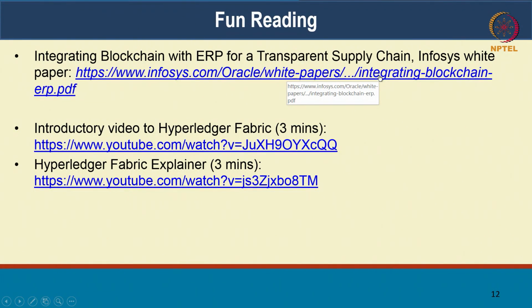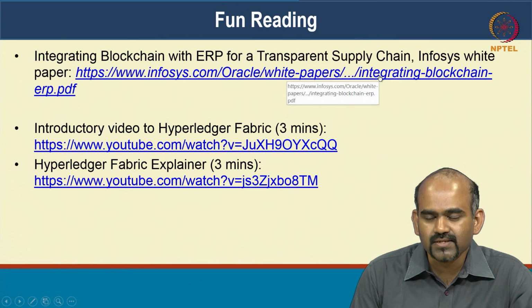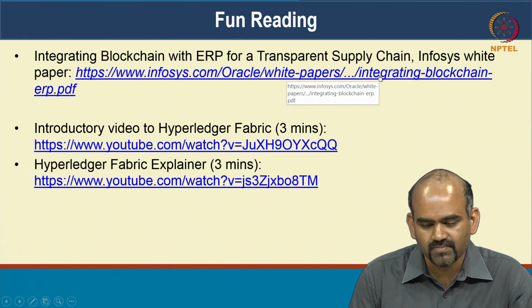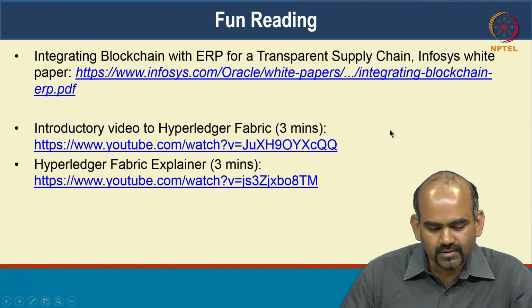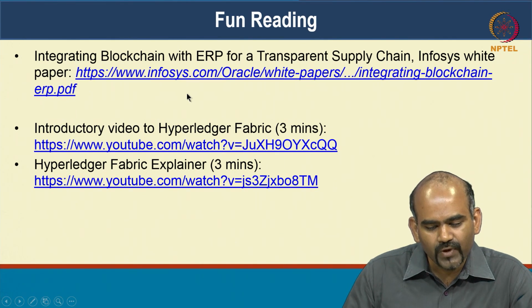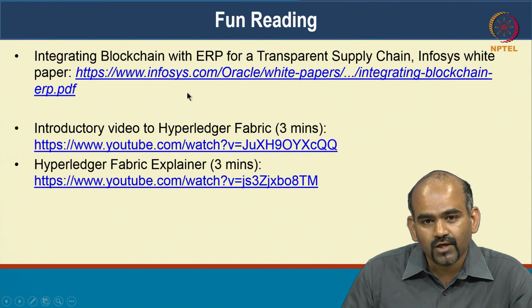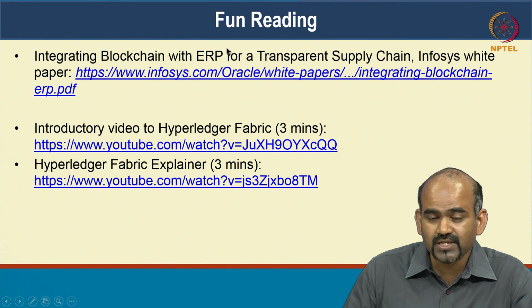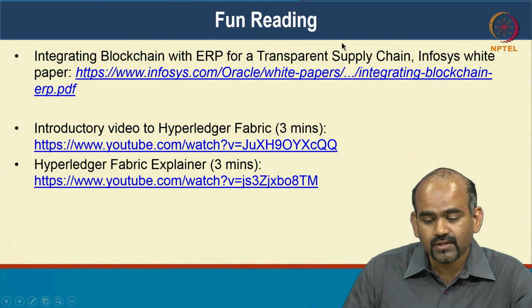Okay, so with that we come back to our fun reading section. Hopefully you've got some of the basic concepts and components of a blockchain platform. And here there is some interesting reading that you can look at. There is a nice white paper by Infosys on how you can integrate some of your ERP systems in an enterprise with a supply chain.